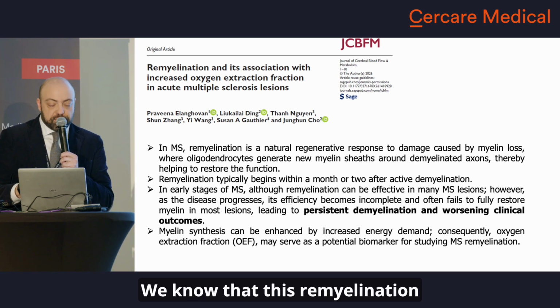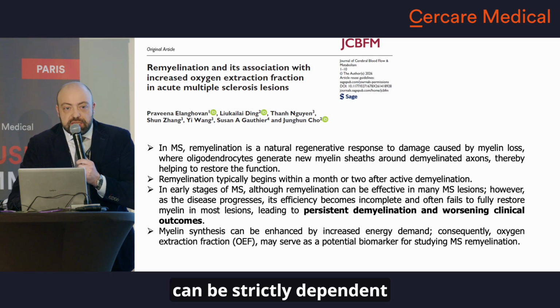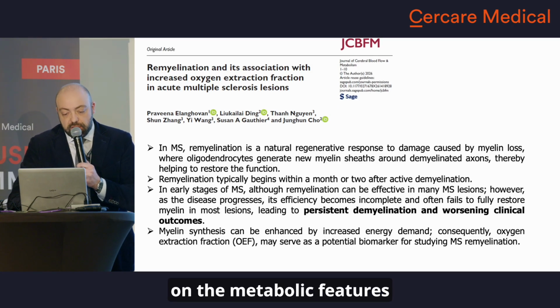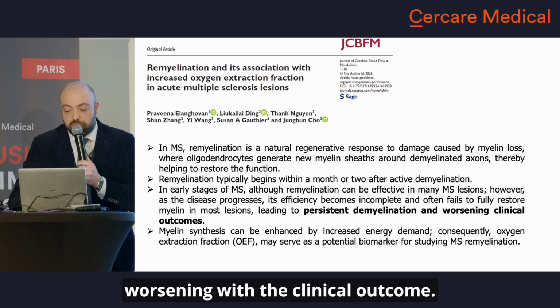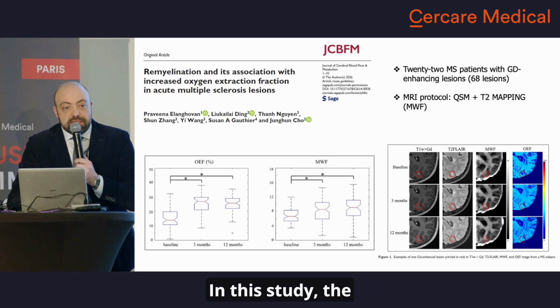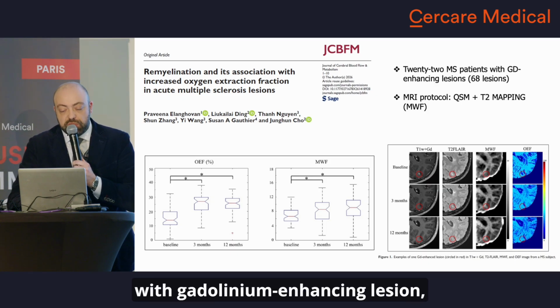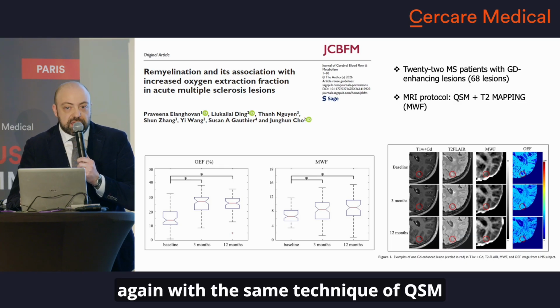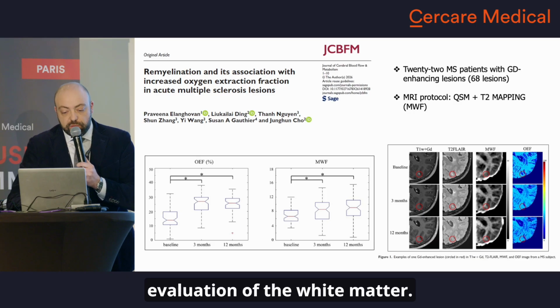We know that this remyelination is strictly dependent on the metabolic features and can, of course, worsen with the clinical outcome. In this study, the authors evaluated 22 patients with gadolinium-enhancing lesions, again with the same technique of QSM and TDO mapping for the evaluation of the white matter.